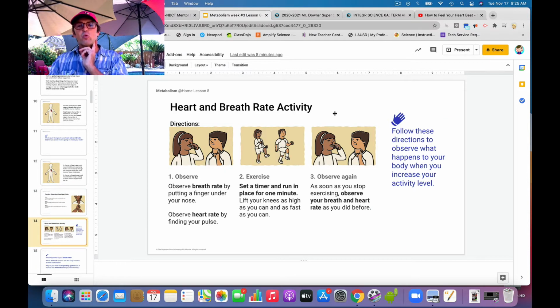Heart and breath rate activity. We're basically going to do what was described. First, observe the breath rate by putting a finger under your nose. Observe heart rate by finding your pulse. Then we're going to exercise for 1 minute, and we will time you here. And then we're going to observe it again and see what happened. So let's do this. First, we don't need to do a full minute on the first one. You can kind of get your average down.